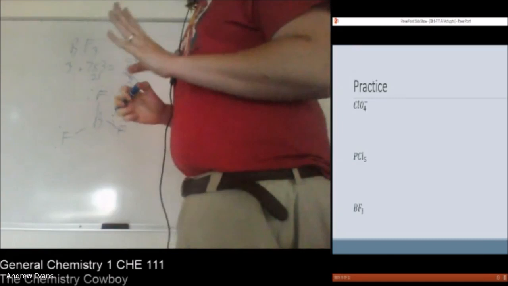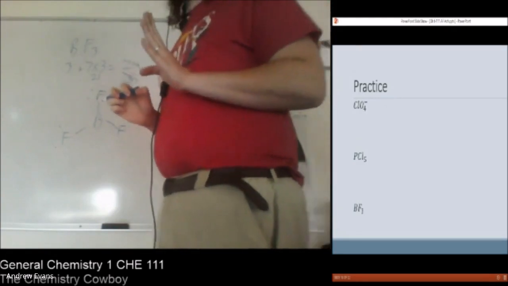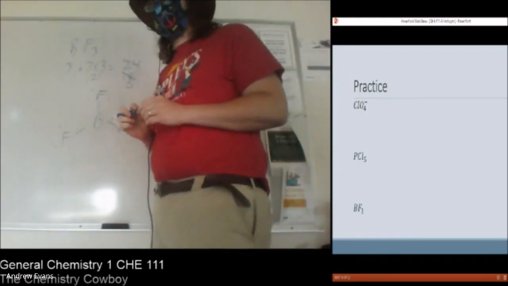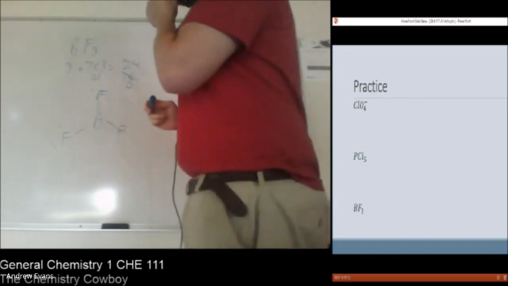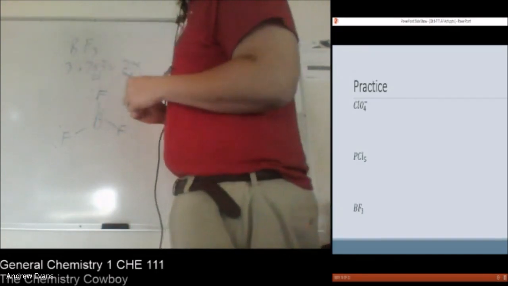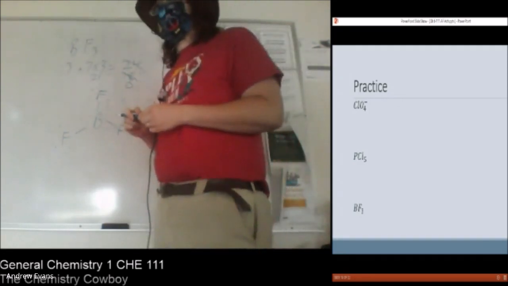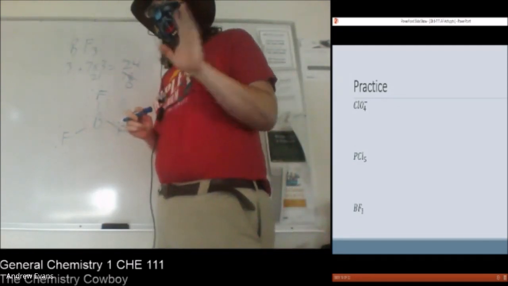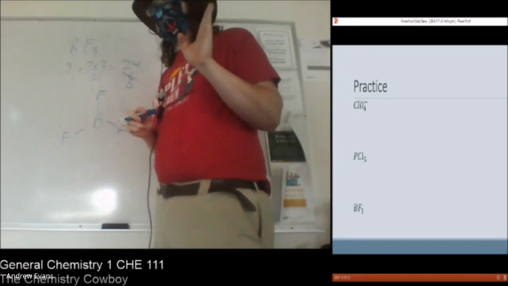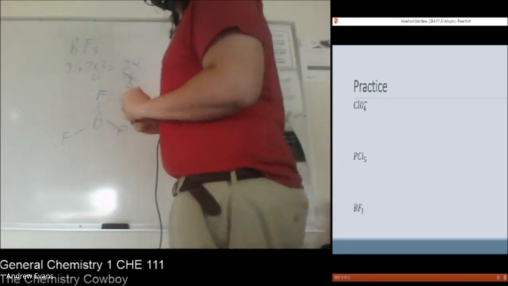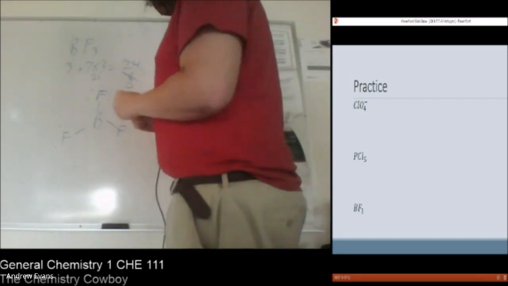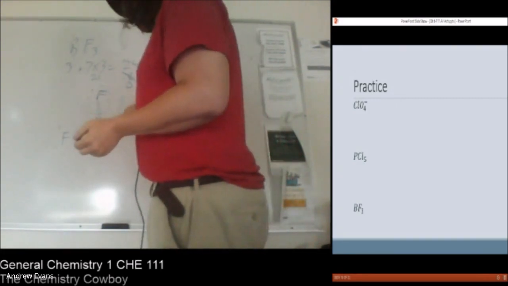Now, each fluorine has an octet. Boron does not have an octet. Boron actually has 6 electrons. It is not necessarily happy. We could potentially stop here because there's no formal charges. Boron is one of the exceptions. But you might want to try to draw giving boron an octet.